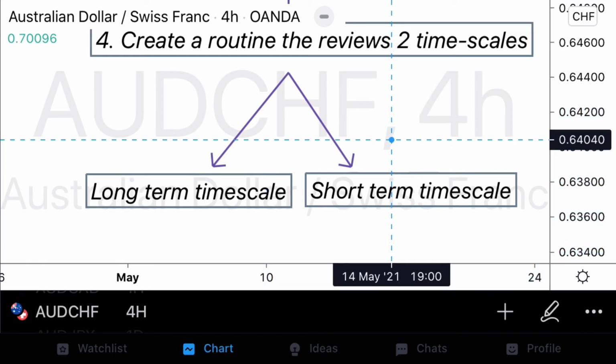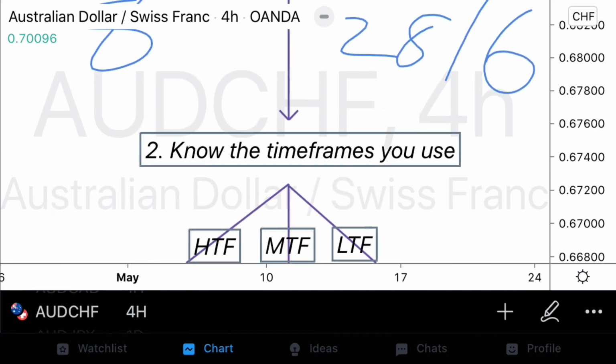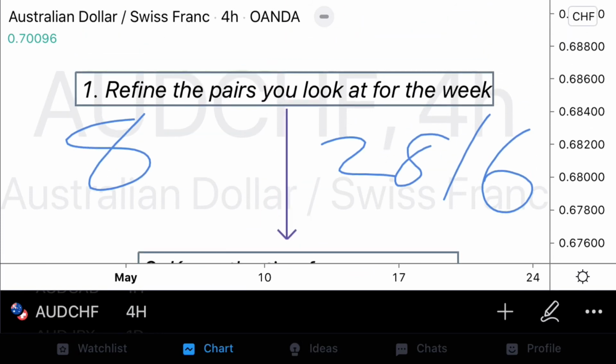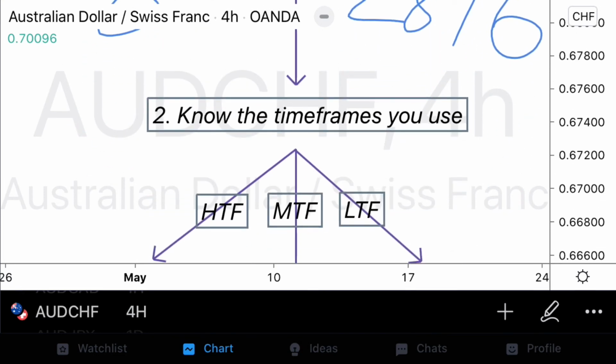Now, just want to review, guys. I just want to go back up through this process just so that we are all 100% sure on what we should be doing. Number one, we need to refine our pairs that we're looking at for the week. Let's not look at more than 6 pairs for the coming week. Number two, we need to know the time frames that we use. We use a higher time frame, a middle time frame, and a lower time frame.